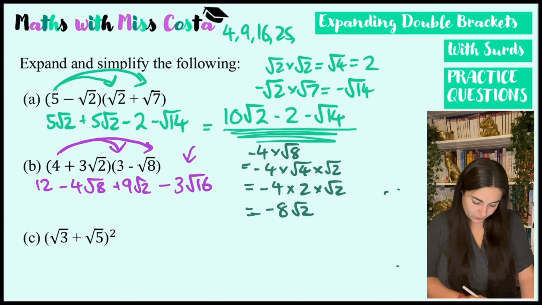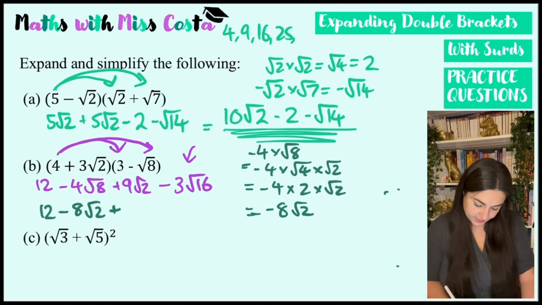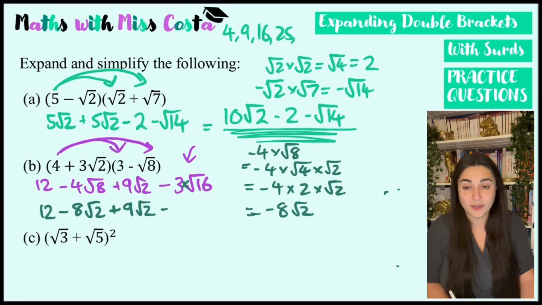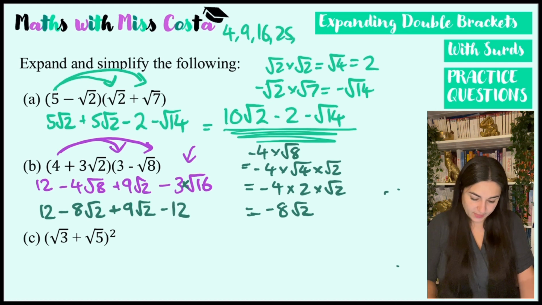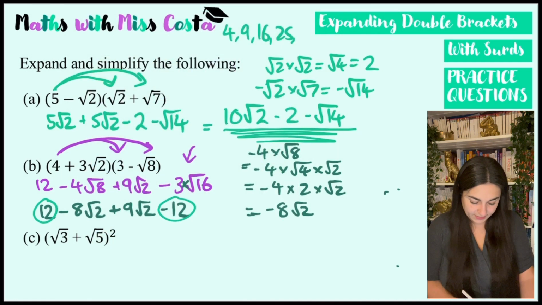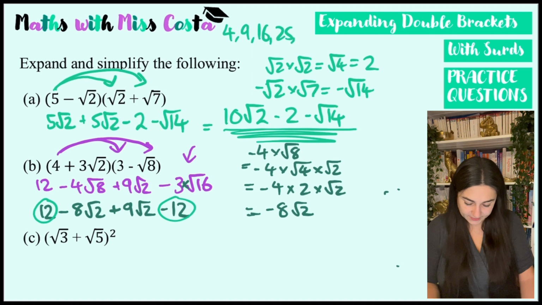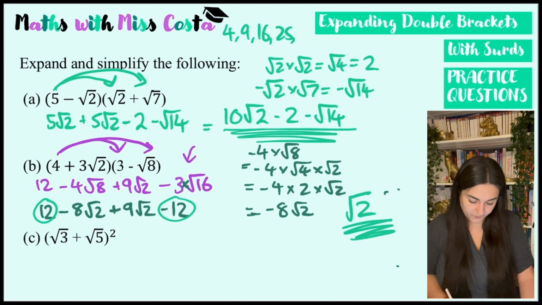So you've got 12, take 8 root 2 plus 9 root 2. And remember we said root 16 is 4. 3 times 4 is 12. So that's take 12. So let's simplify. We've got 12. Take 12, which is 0, so it cancels out. Minus 8 root 2 plus 9 root 2. So minus 8 plus 9 is just 1. So your final answer is just going to be root 2.